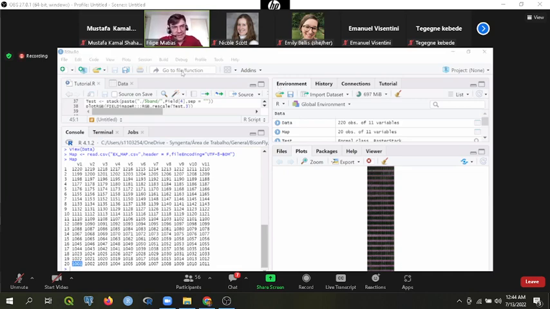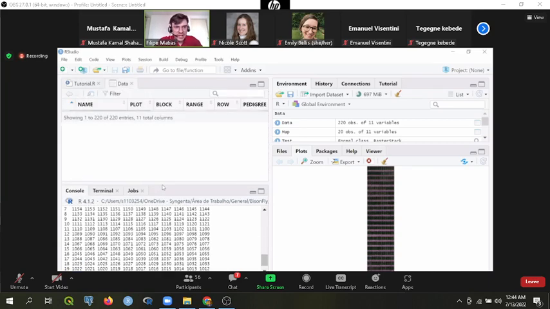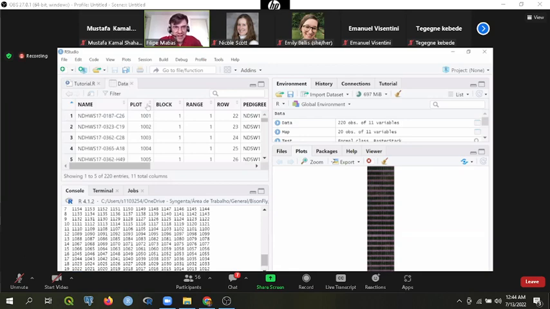Based on this, we also need to make sure that our data has one column called plot, for example, with exactly the same identifier. Because what we are basically going to do is a match. We're going to combine our data with the data that we're going to extract, based on the plot identifier.